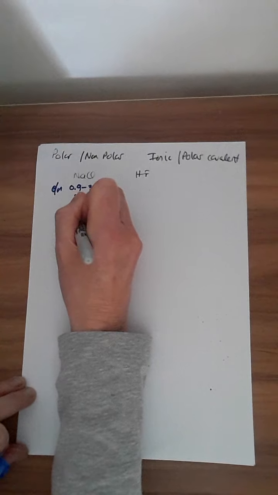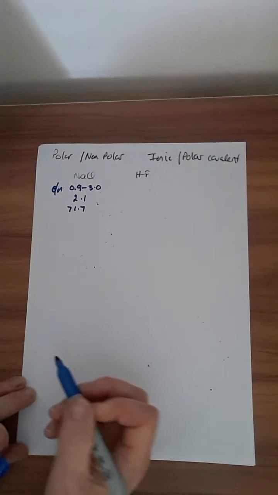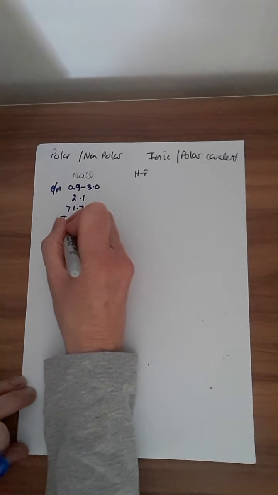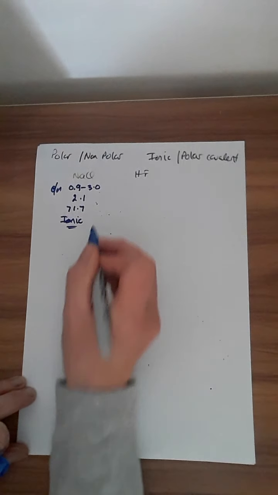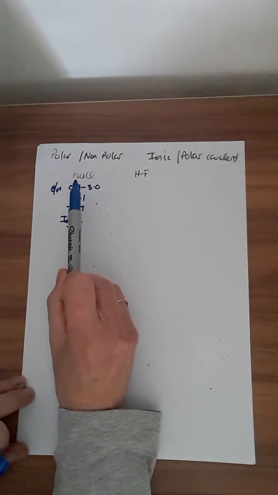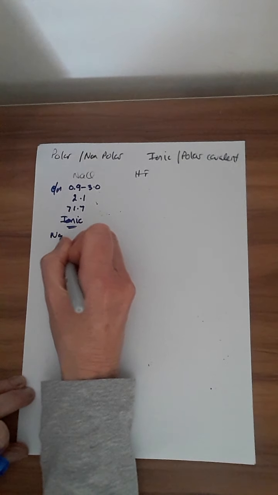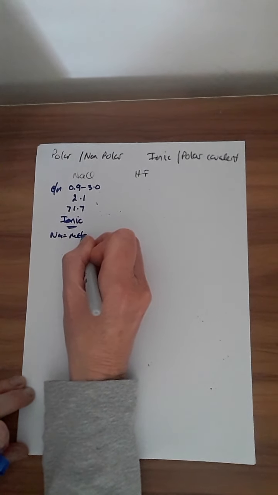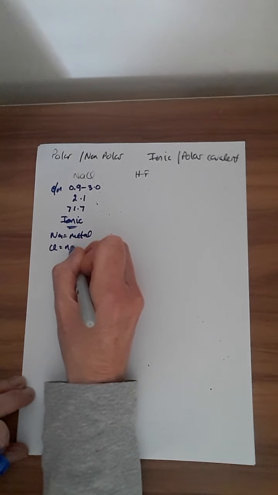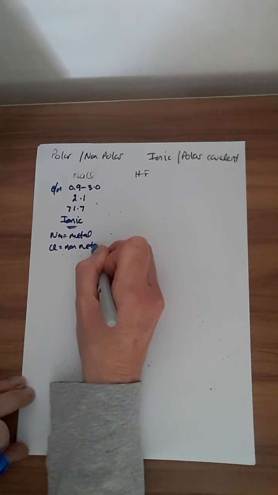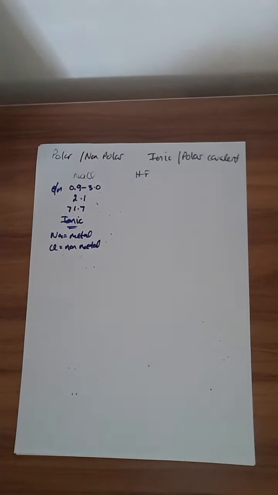So that's obviously greater than 1.7, so it's probably ionic. Now, I want you to double check if it's ionic or not. One element should be a metal and the other one should be a non-metal. Sodium is a metal and chlorine is a non-metal. When that happens, then you definitely have ionic bonding. Okay, no doubt about it.